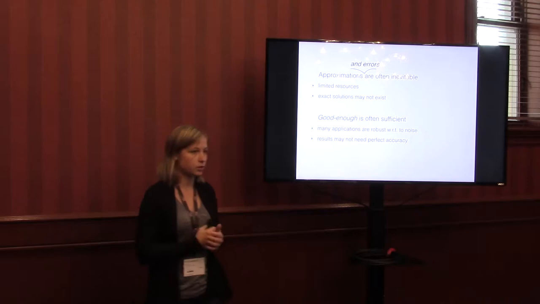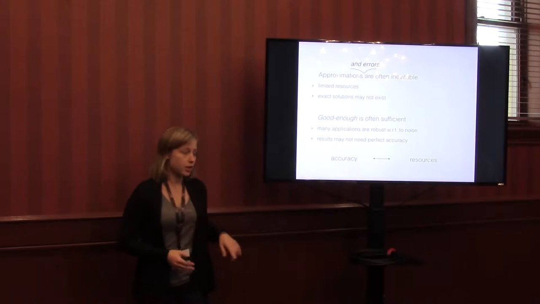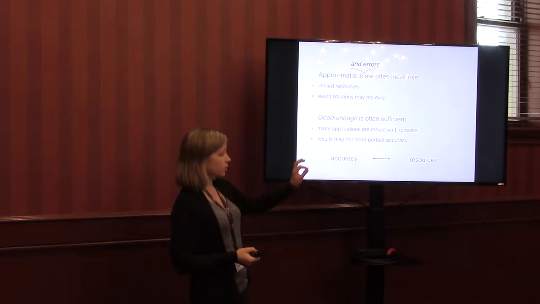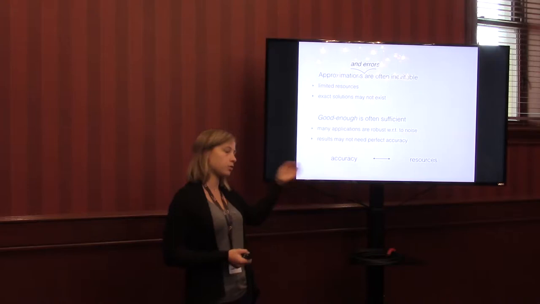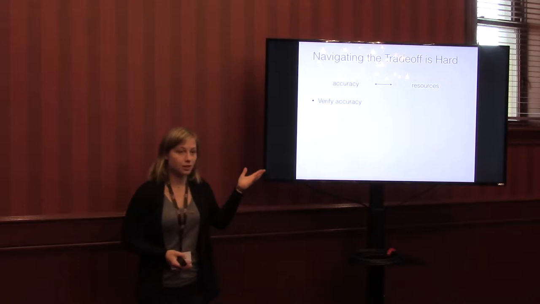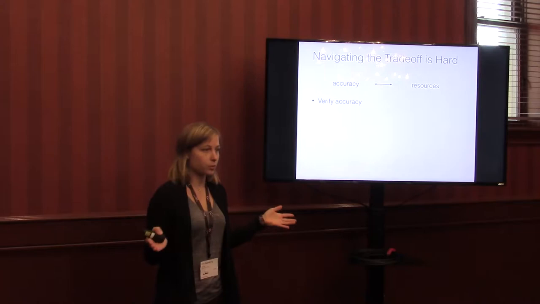Now, these approximations open up a very interesting trade-off between accuracy and resources. The more accurate I want a result to be, the more I'll have to pay in terms of time, energy, memory, and so on. And naturally, we want to pick the sweet spot: just enough accuracy for our application, but not too expensive. Unfortunately, navigating this trade-off is really hard for several reasons. First of all, how big are these errors in the first place? Doing this manually just by looking at a computation is next to impossible, I would say.